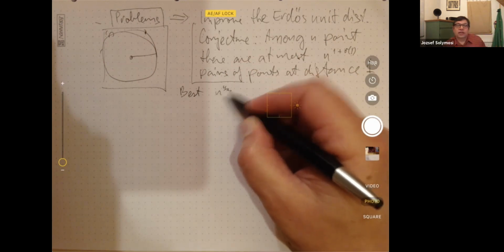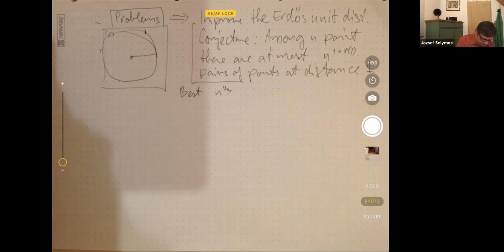That you can't have more than some constant times n to the 4/3. And there are very simple constructions for that. I could show you some, but that's later.